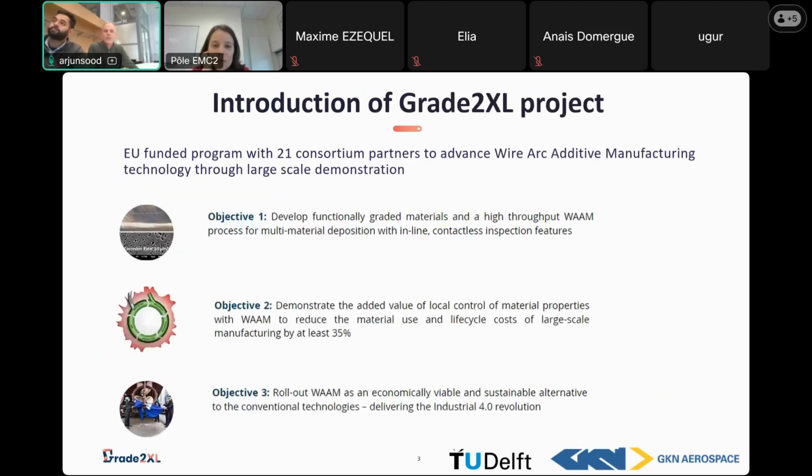A little bit about Break to Excel. Lucy already explained what we are doing. It is a big consortium, but we have three objectives. One, to develop graded materials using wire arc additive manufacturing processes for really large scale applications. And to make it economically viable to be used in industry. So, next slide, please.